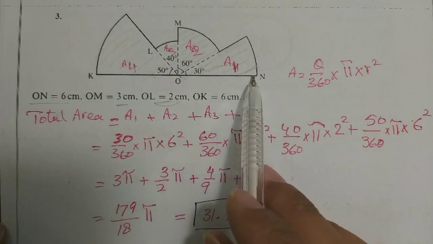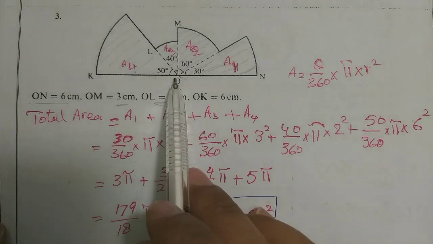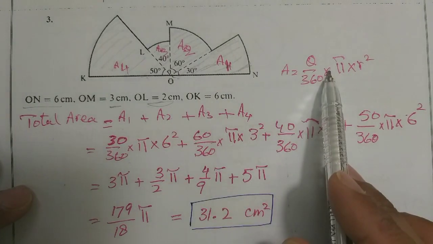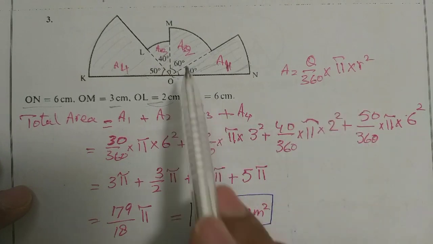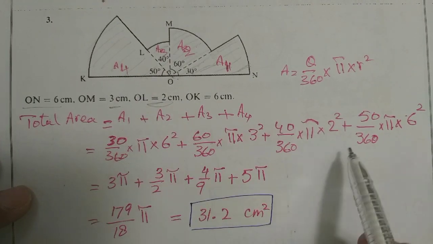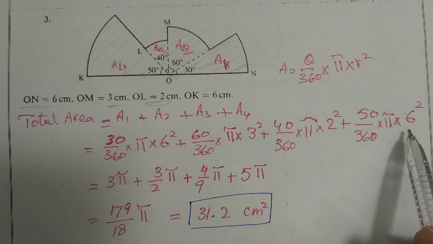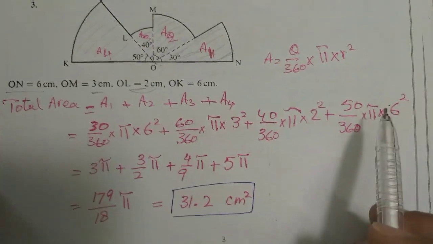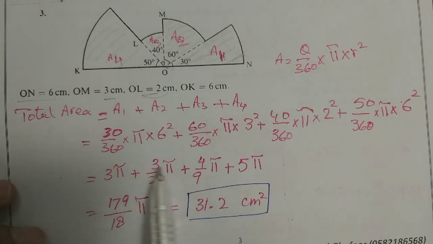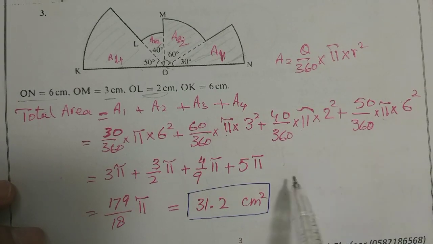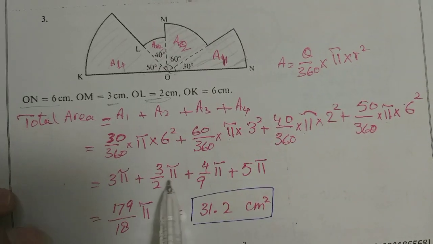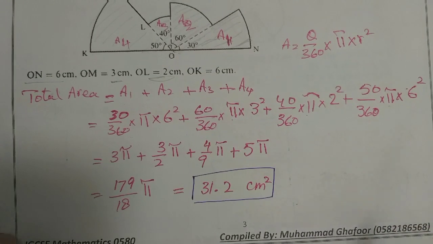So for area 1, O to N, theta is 30, and R is 6. Simplify. Then replace 60 in the formula, then replace 40 in the formula, and here we are given R equal to 3, then R equal to 2, then R equal to 6 centimeters. Replace all the information in the formulas, then collect separately. You can simplify with the fractions, leave the pi as it is, because pi is common in every part. So just simplify the numeric values and leave the pi, the constant value, as it is. Then you find the solution.